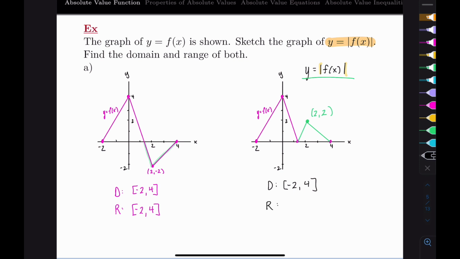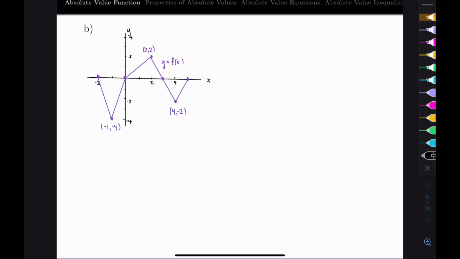However, by putting this function in absolute values, it does impact the range. So I now no longer start at negative 2. The smallest y value we have is 0, and the highest y value is 4. So our range actually turns to 0 to 4. Okay. Let's try a second one of these.